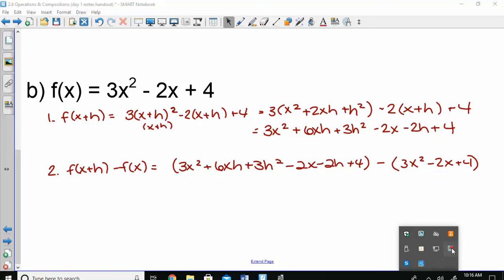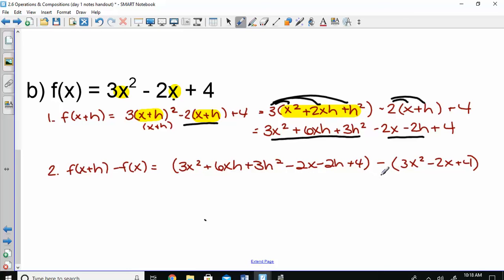Reese, did I lose you? All right, so now what would I need to do with my negative? And then I told you every time this is all going to cancel out now. So the 3x squareds drop, my 2x's drop, my 4's drop. So I have a 6xh plus a 3h squared minus 2h left.